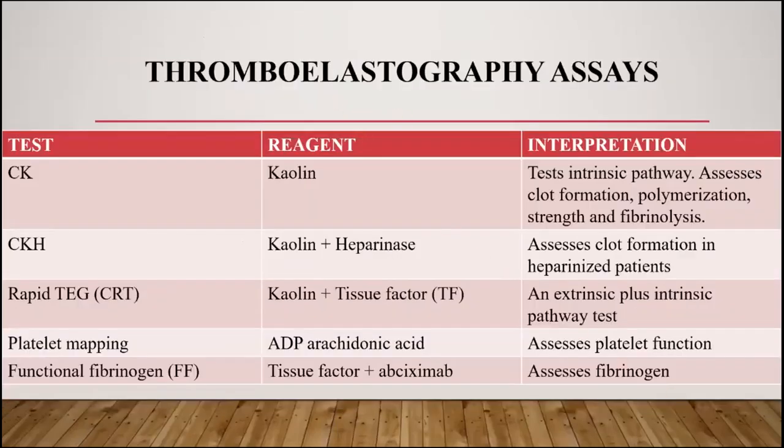Now thromboelastography has various assays. These various assays are required so that various components of the coagulation cascade can be well studied and well interpreted. Thus in CK we use the reagent kaolin, which helps us to interpret the intrinsic pathway. CKH has heparinase, which inactivates the heparin which is present in the blood of a heparinized patient. Rapid TEG is used for better interpretation of the extrinsic as well as the intrinsic pathway. Platelet mapping helps us to assess the platelet function, and functional fibrinogen helps us to assess the fibrinogen levels better in a patient's blood sample.